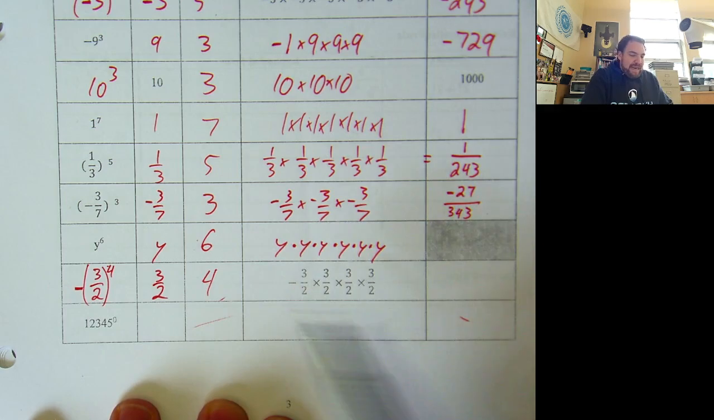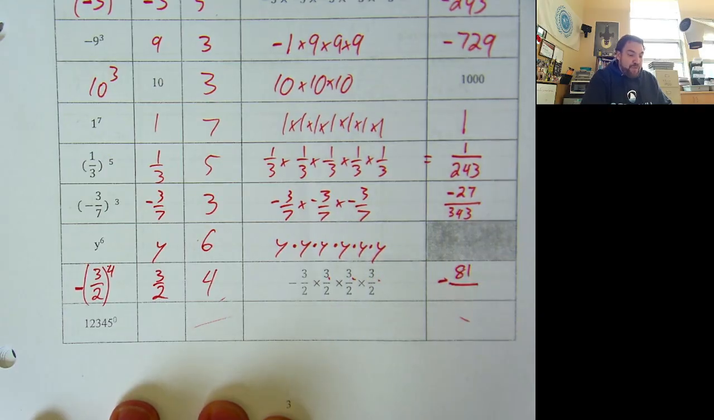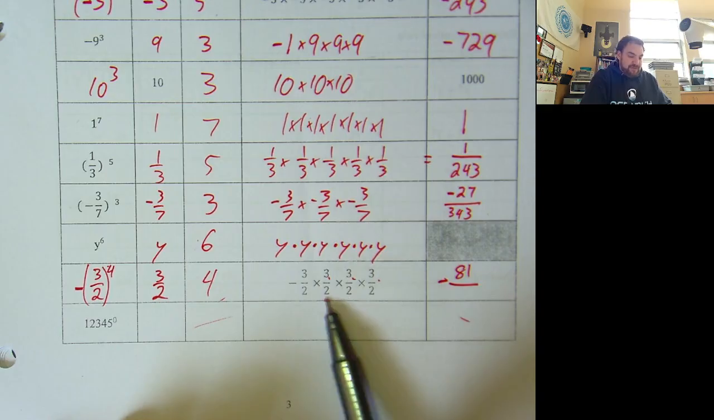When I only got one negative, my final answer is going to be negative. 3 times 3 is 9 times 3 is 27 times 3. We've done this already, is 81 over 16.